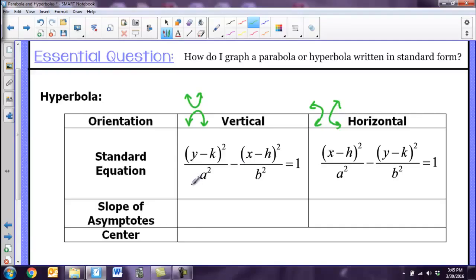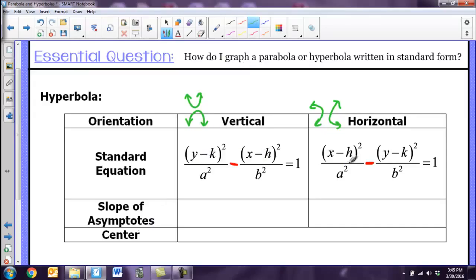You're going to notice they look very, very similar to the equations for an ellipse, but the big difference here is that there's a minus sign in between. So your x's and y's have different signs. And the center is still the same thing. When you're finding the center, you look for your h and your k.